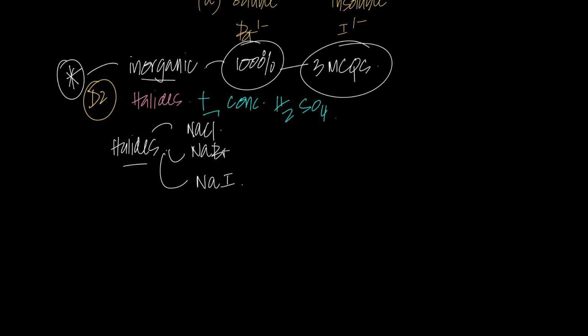Well, if I look at the halides, are halides reducing agents or oxidizing agents? Is chloride, bromide, iodide a reducing agent or an oxidizing agent? I want a correct answer for this, please. Reducing agent. They have an extra electron. They want to give it to something else. So they are reducing agents.